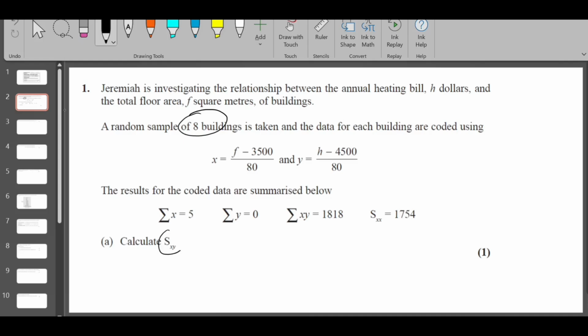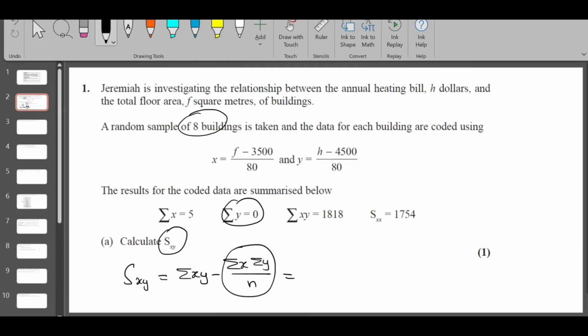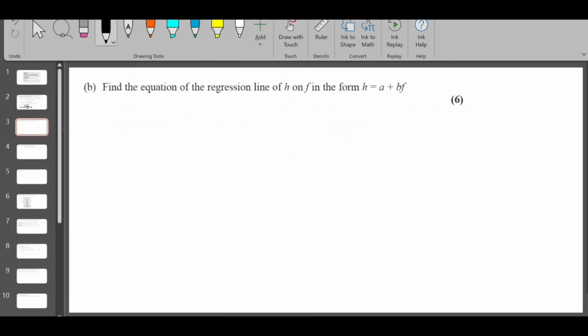Find Sxy. The formula for Sxy is sigma xy minus sigma x times sigma y over n. Since sigma y is 0, this whole thing will be 0, so the answer is going to be sigma xy. So 1818, that's all.